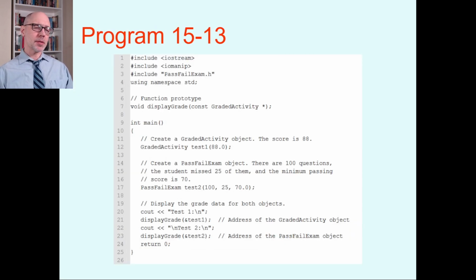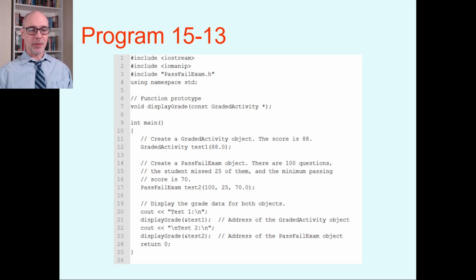So here is the example out of the Gaddis book, program 15-13, where this happens. And you can see in the main function here, they make two separate different types of objects. On line 12, they're making a graded activity object. Again, that's the parent class type. And then on line 17, they're declaring a pass-fail exam object. And again, that's one of the child classes.